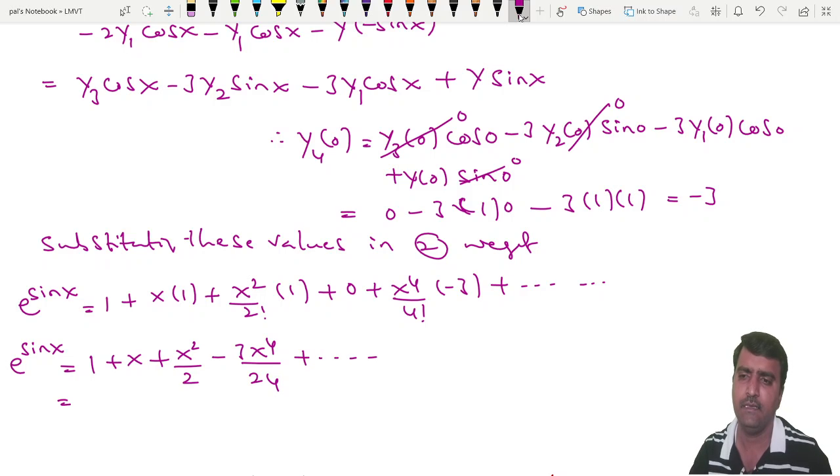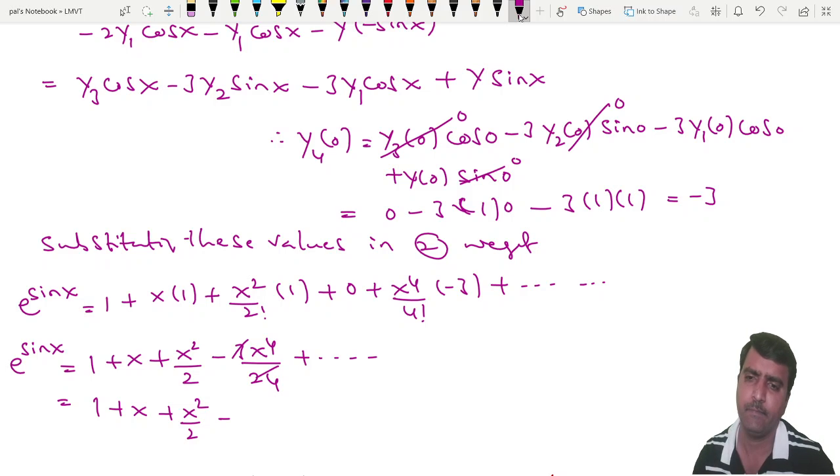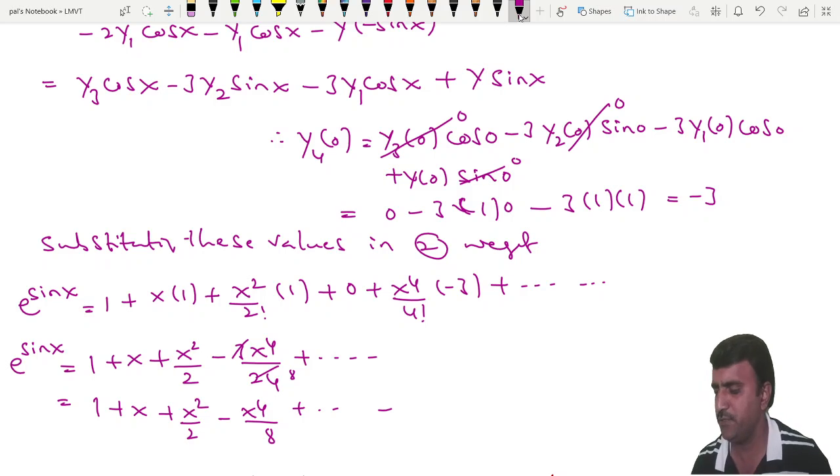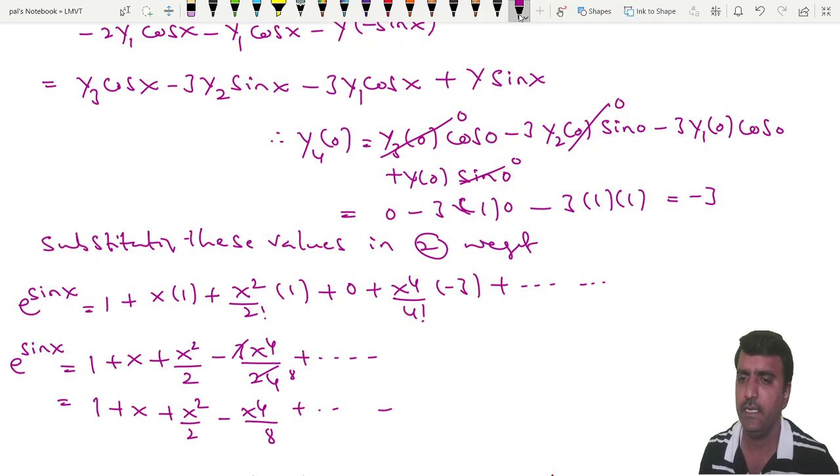So that is 1 plus x square by 2 minus, you can cancel 3: 1s are 3, 3 8s are 24. So it is x to the power 4 divided by 8 plus and so on. So this is the expansion of e to the power of sin x as a power series. Okay. So like that, take one more problem.